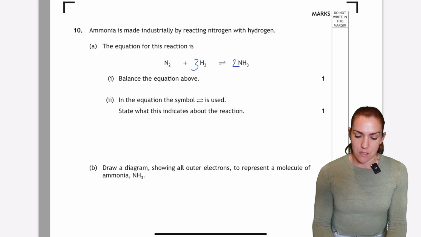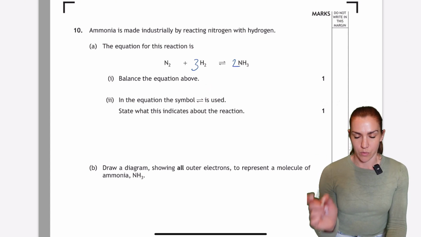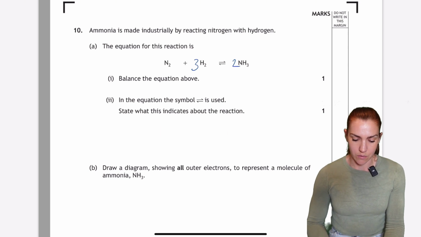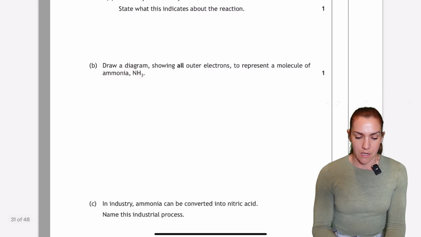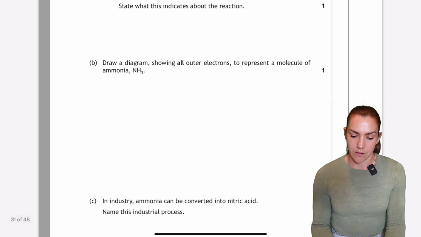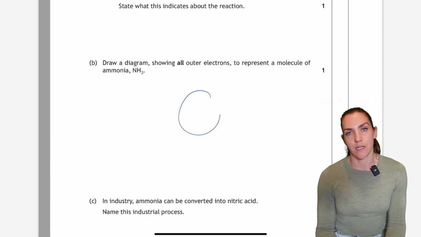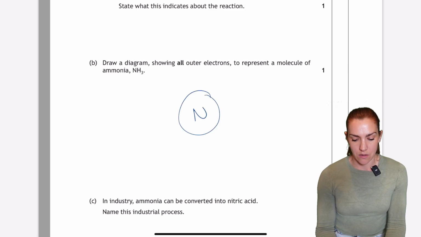What this symbol means on a reaction, most people know this, it means it's reversible, so it can go both ways. So you just need to say that it is reversible in terms of what it indicates. Then drawing a diagram showing all outer electrons to represent a molecule of ammonia, NH3. So we need a circle for the nitrogen that's in the middle, and then 3 circles for the hydrogens around the outside.